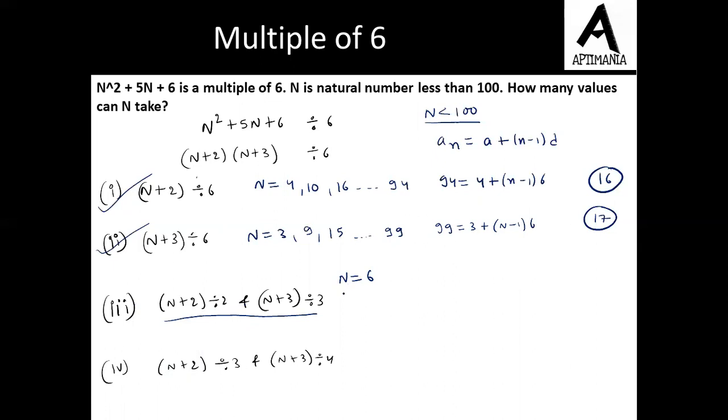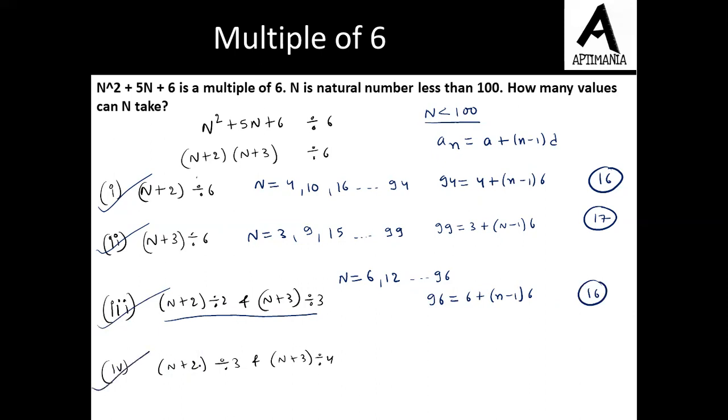So we took n equal to 6, so this will become 8 and this will become 9. So 8 is divisible by 2 and 9 is divisible by 3. The next such value will be 12, and the same logic applies. After a difference of every 6, this condition will be satisfied, right? And the last term will be 96. Again applying the formula of AP, 96 is equal to a plus n minus 1 times d. On solving this for n, we'll get 16 cases. Fine. And we are done with the third case also.